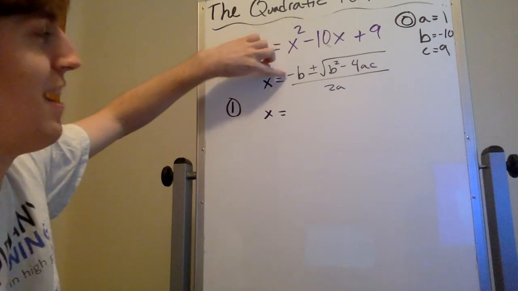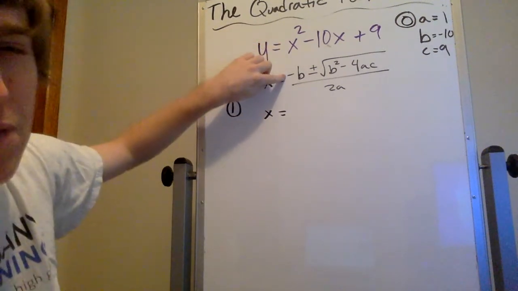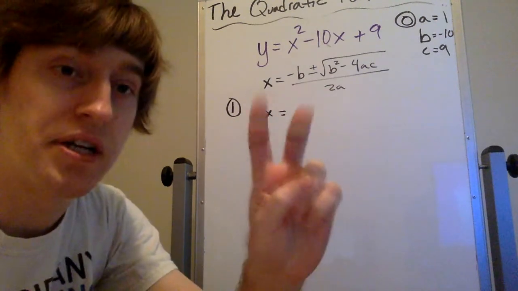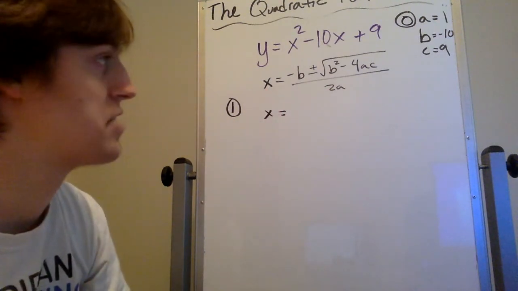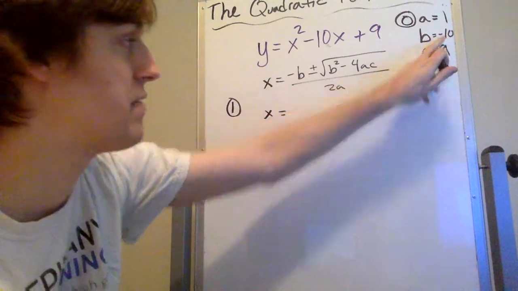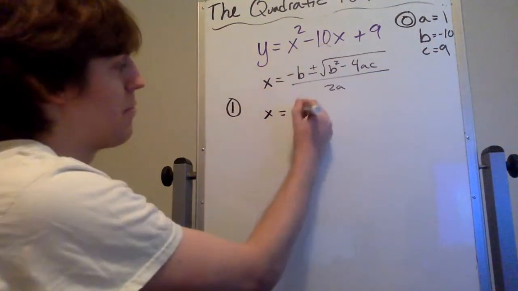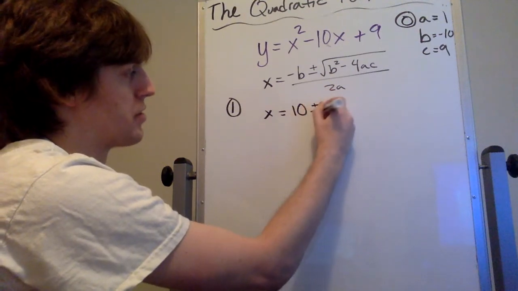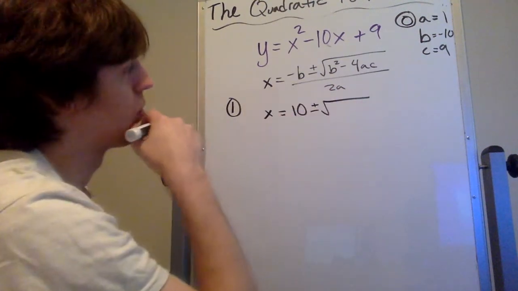So this says negative B, but be very careful with that. I would rather think about it as the opposite of B, because negative signs just mean opposite. So instead of a negative 10, I'm going to put plus 10. Okay, so positive 10 plus or minus square root b squared.